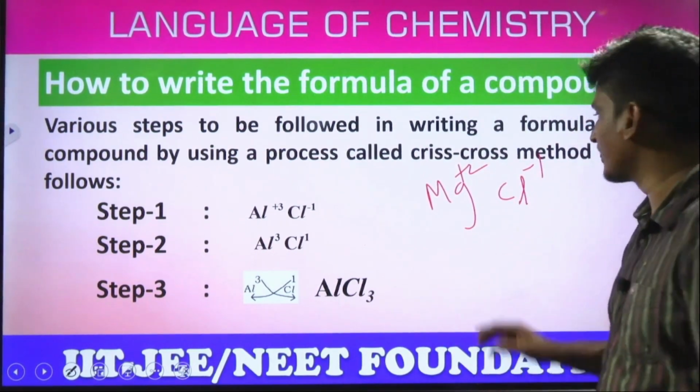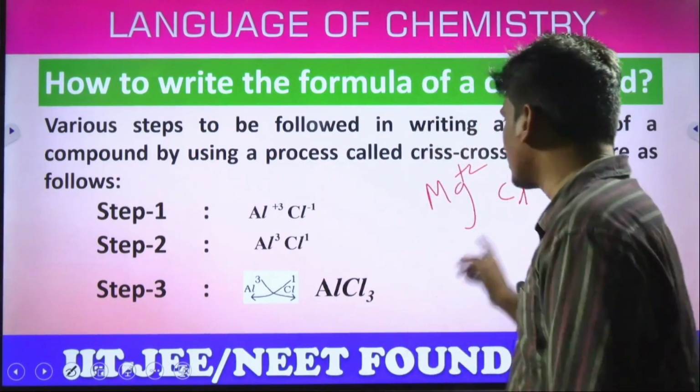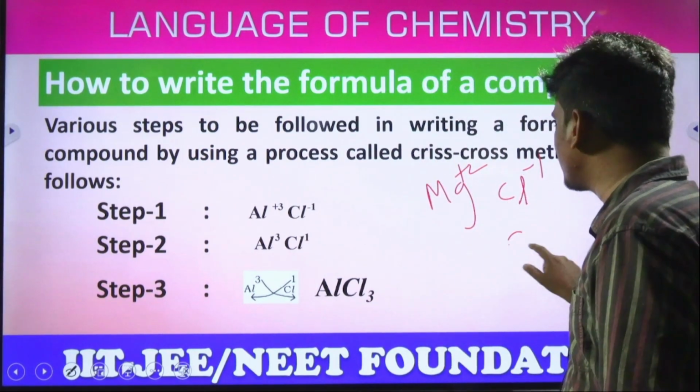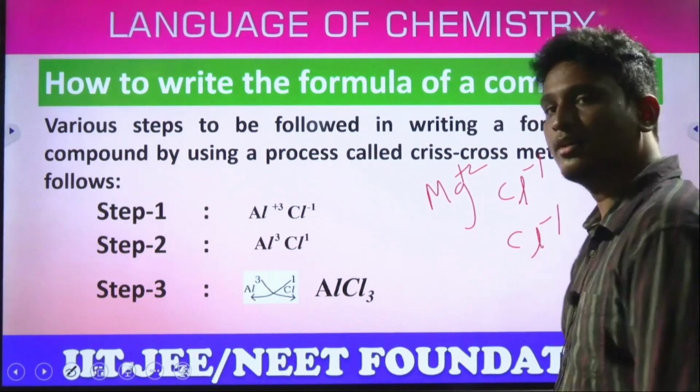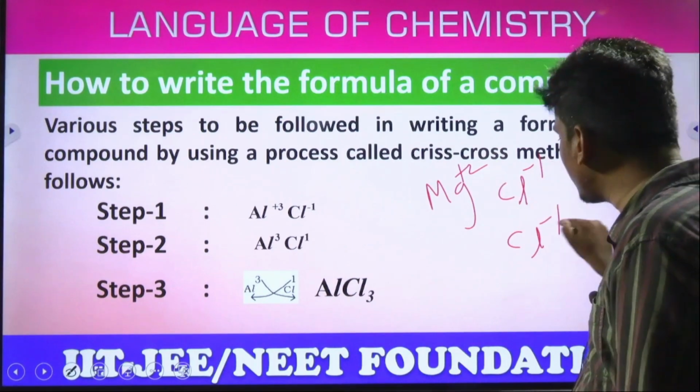How can they combine? Can we change the charge? No, I told you clearly, you cannot change the charge. So how to combine? 1 magnesium needs 2 chlorines, that's simple. Minus 1, how much? Minus 2. Minus 2 plus 2, 0. What is the formula? MgCl2.